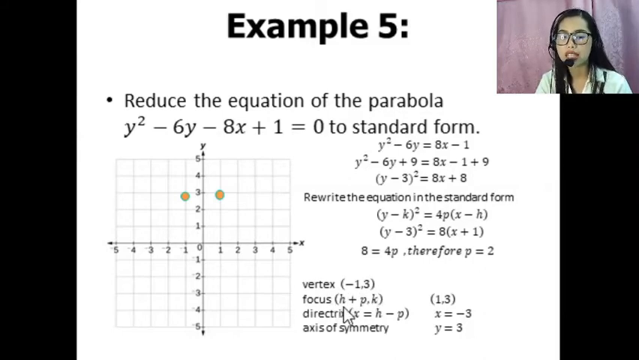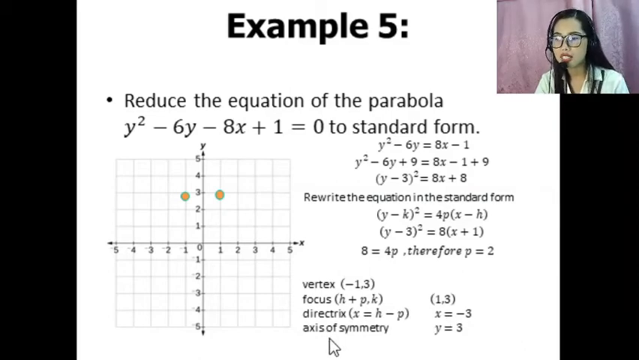Our focus is at (h + p, k), so our h is -1, our p is positive 2, so -1 plus 2 is 1. And our k is 3. So our focus is at (1, 3). Our directrix is at x = h - p. So our h is -1 and our p is 2. So -1 minus 2 is -3. So the directrix here is x = -3.